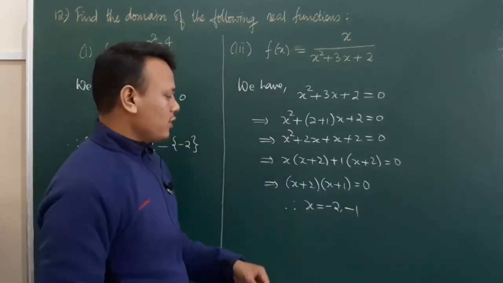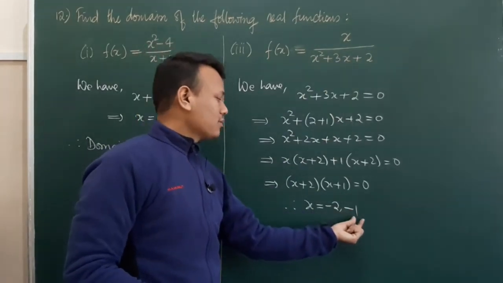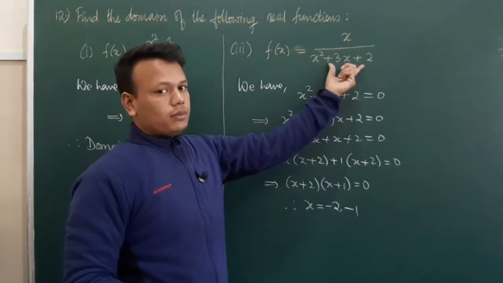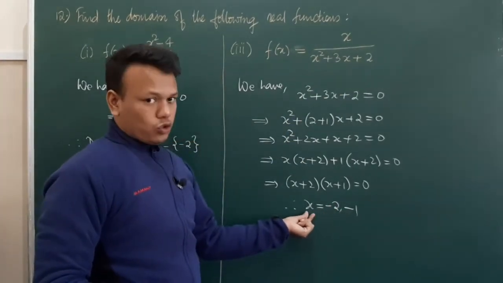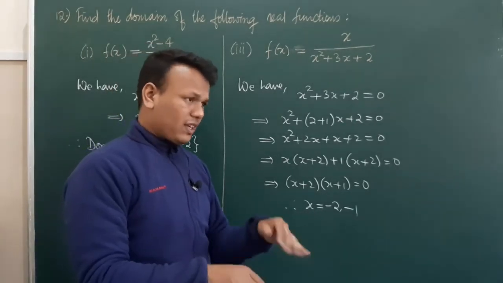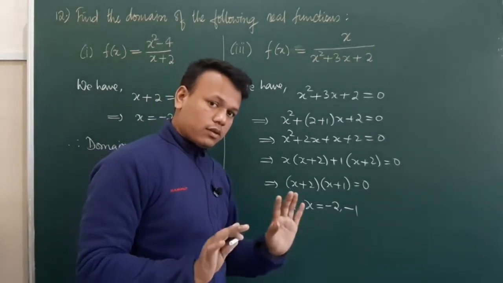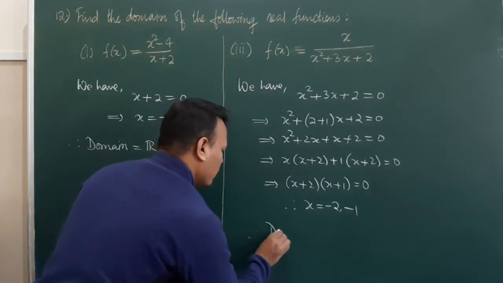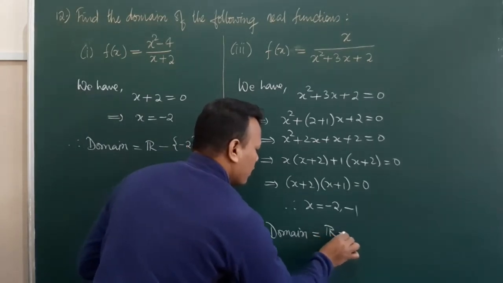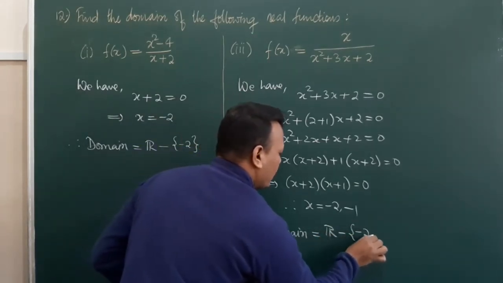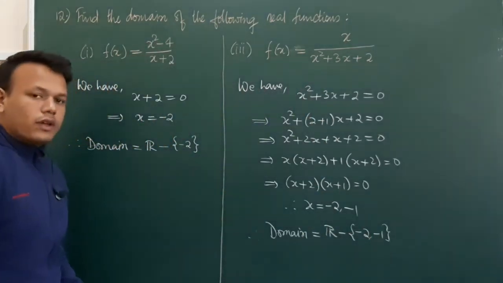So basically we see that if x is minus 2, then the denominator becomes 0, and if x is minus 1, then also the denominator becomes 0. So I don't want minus 2 and minus 1 in my domain. In my domain we can have any real number other than minus 2 and minus 1. So the domain for this function will be any real number except minus 2 and minus 1. Pause the video and note it down.